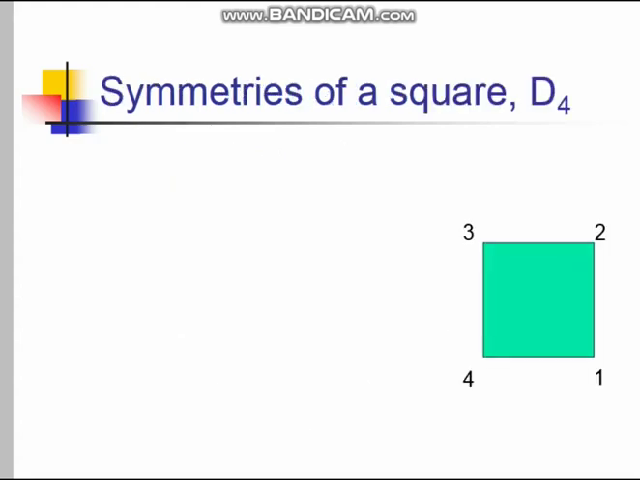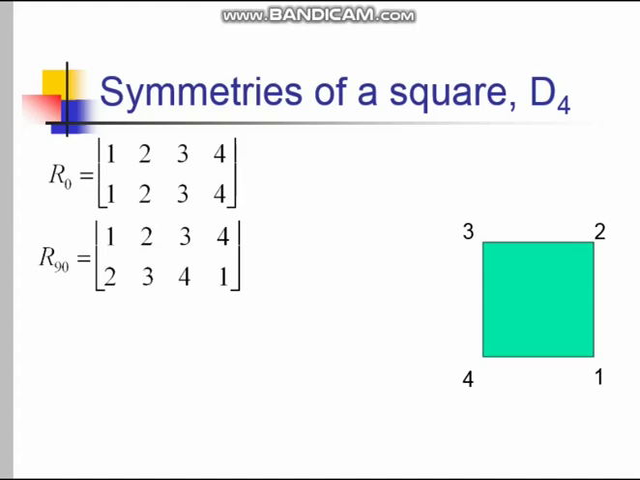Now find D4, the dihedral group D4. D4 means there are totally 8 elements. The first one is the identity element, so we are rotating 0 degrees, which is as it is. When you rotate 90 degrees, this is a rotation: 1 goes to 2, 2 goes to 3, 3 goes to 4 and 4 goes to 1. So this is the 90 degree rotation.